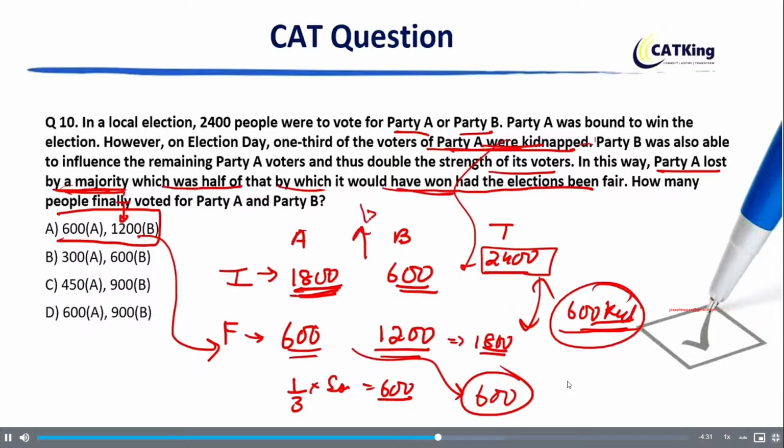It would have won by how much? 1200. Is it half of this? Yes. Option A satisfies. That is your answer. Okay. So this is how simply you can use options to get your answer of this question.